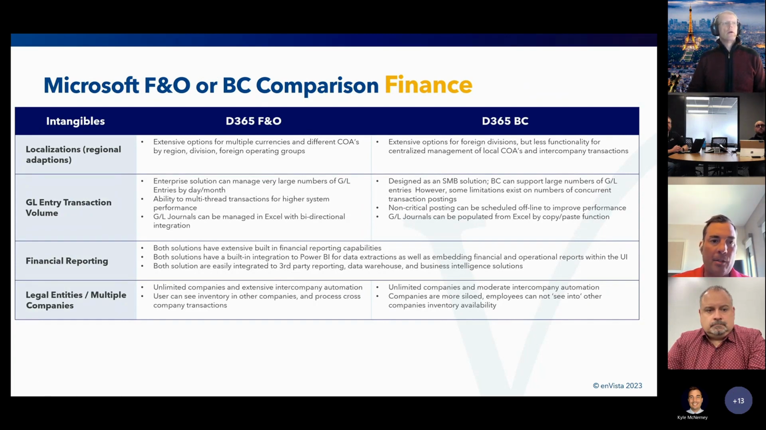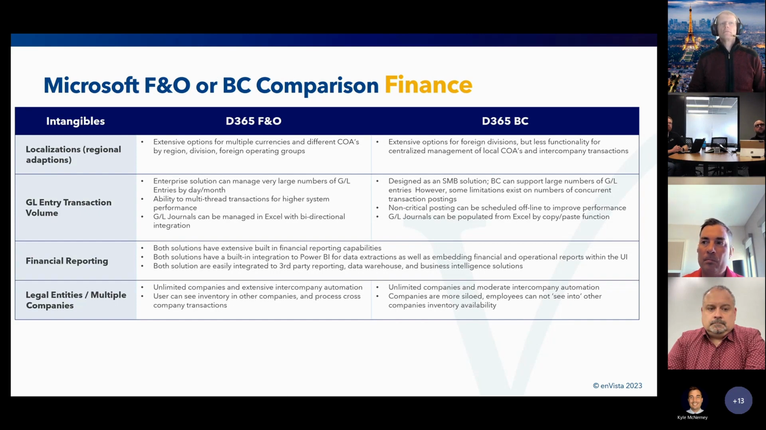Okay, finance. Victor, Gene, I'll let you guys chime in here on some of the key financial pieces to keep in mind when looking at F&O or BC. Yeah, so I think one of the first things that you need to look at is the financial operations of the company. And one thing that both F&O and BC can handle is multiple currencies and multiple languages. And so they're very similar in that regard.